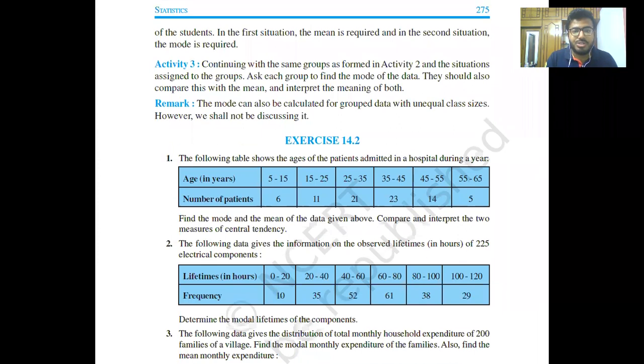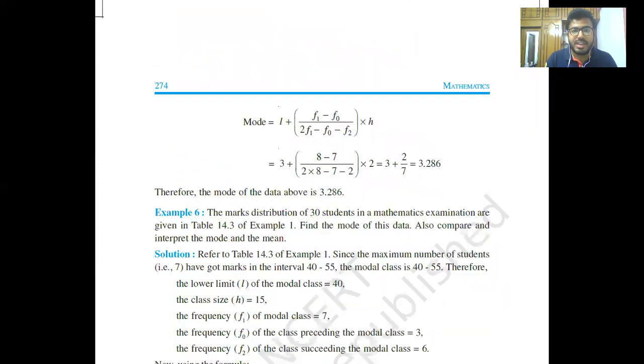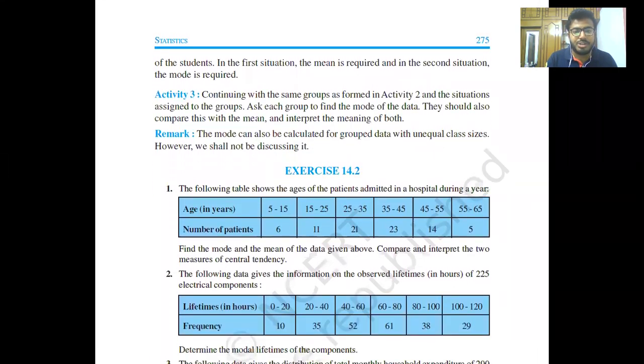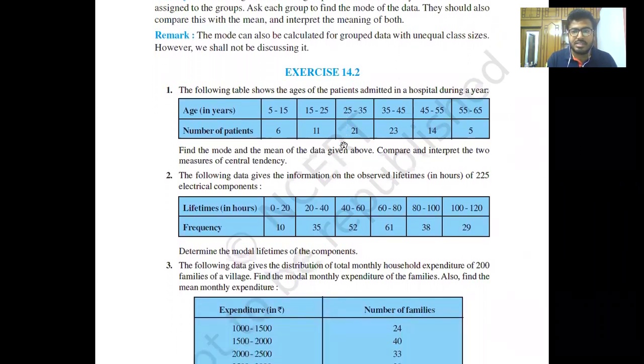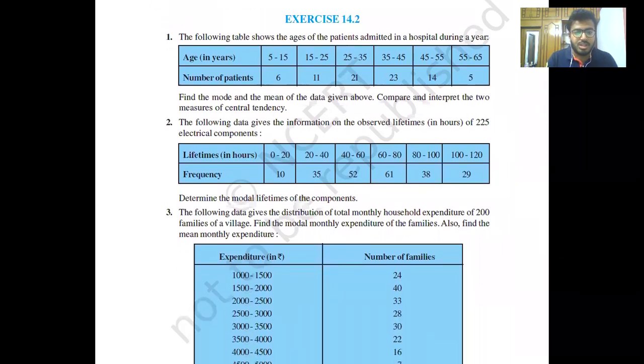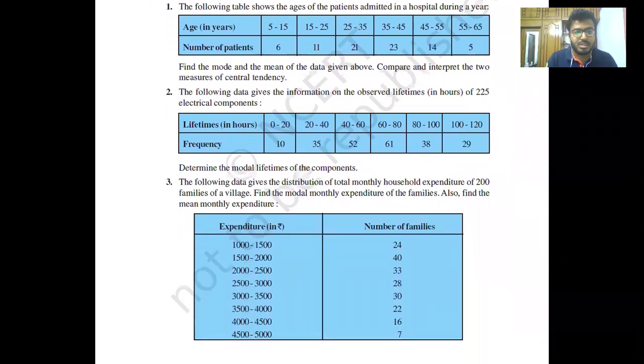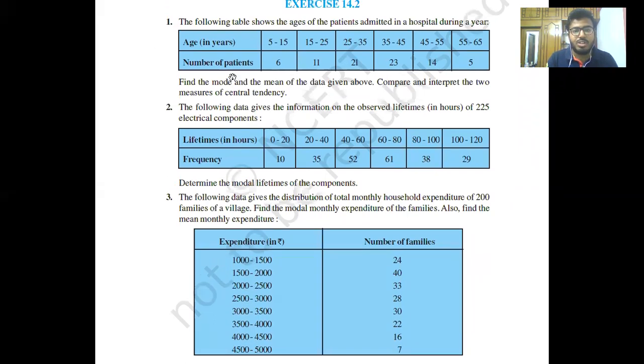Now I want you to do all of example 5 and example 6, and also exercise 14.2. You don't have to submit the homework. You have to do this 14.2. I'll discuss the answers tomorrow, so do it very well. In some questions it is asked to find the mean also, so find the mean and also the mode.